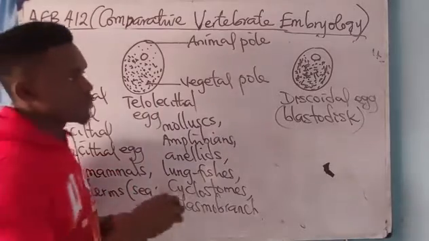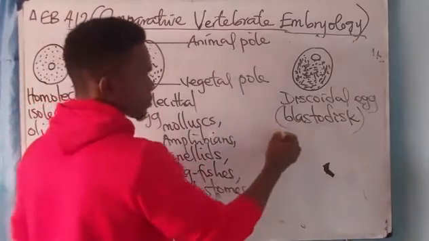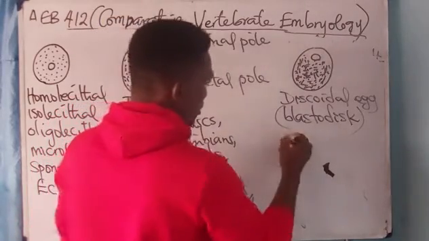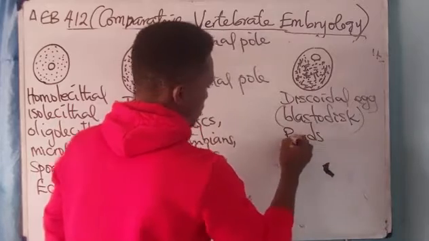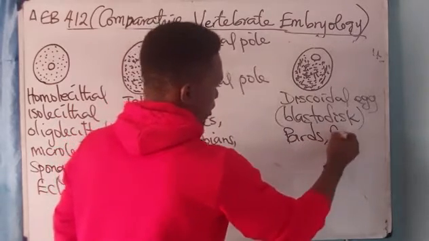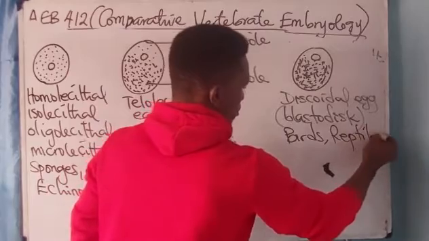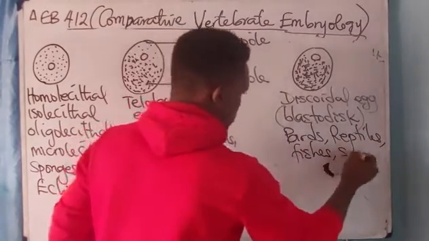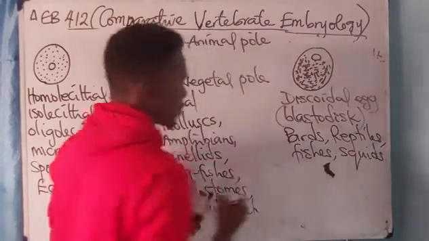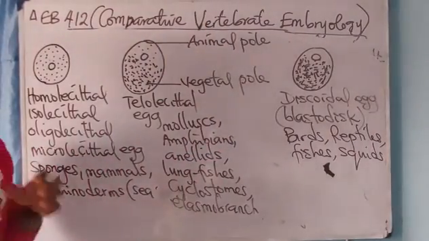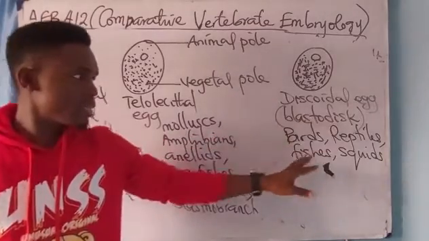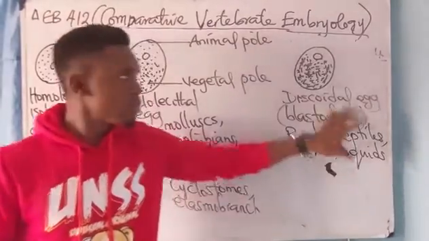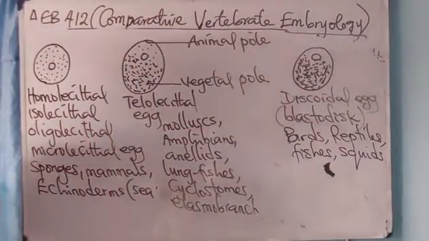Examples of animals that possess discoidal egg are, alright, birds. Birds have discoidal egg. Reptiles, fishes, and squids. Alright, please take note of these examples. The discoidal egg is possessed by birds, reptiles, fishes, and what? Squids. So these are the various types of eggs that we have.